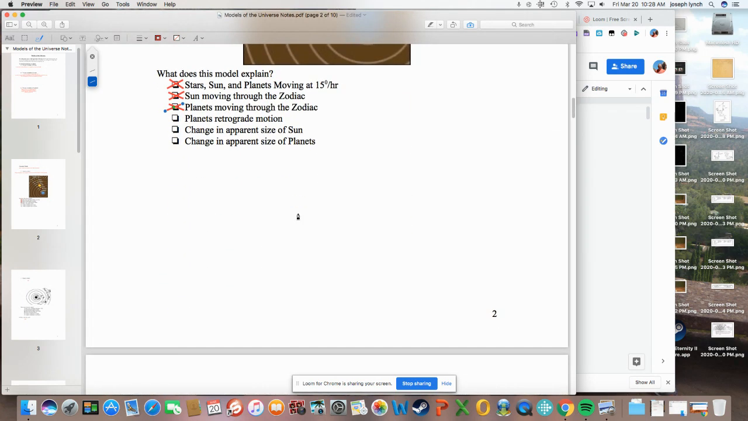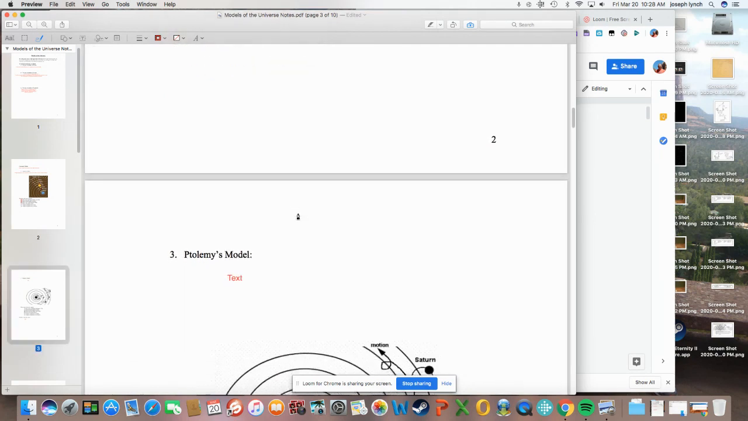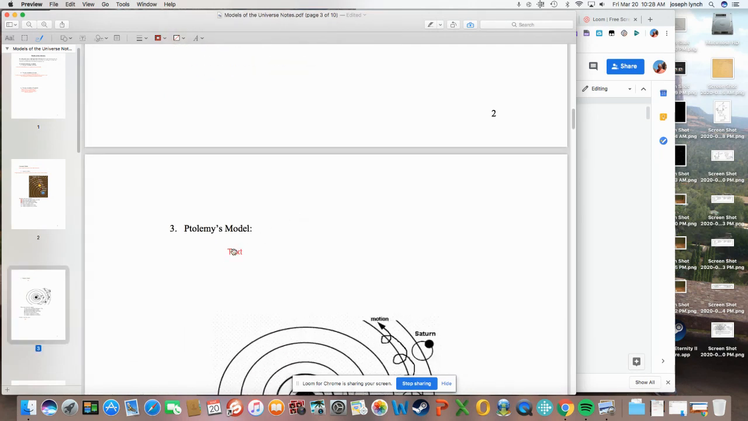So we had to fix this model because it doesn't explain those things. The next person who came around was named Ptolemy. His model was still geocentric, but Ptolemy added epicycles. And epicycles are little orbits on orbit.